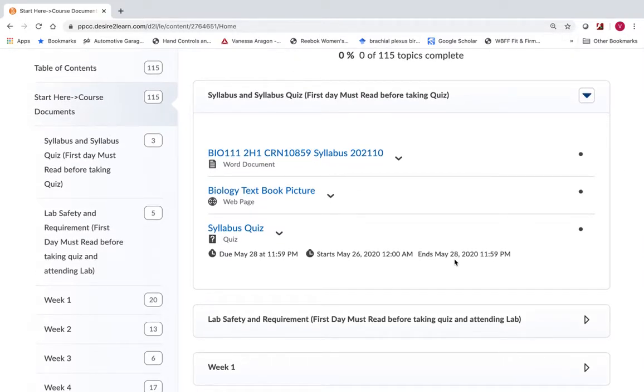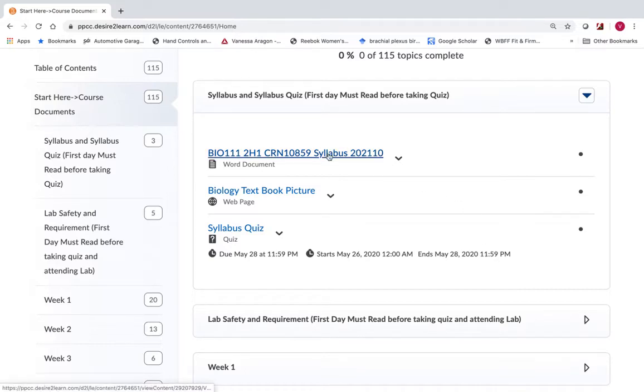So the 28th should be Thursday. What's today? Yep, that would be tomorrow, 11:59 p.m. You will find that this is going to be the common theme all the time with due dates. They are due at 11:59 p.m. So if you find that there's an error and it's not 11:59 p.m., let me know, okay? Because that's usually how I roll.